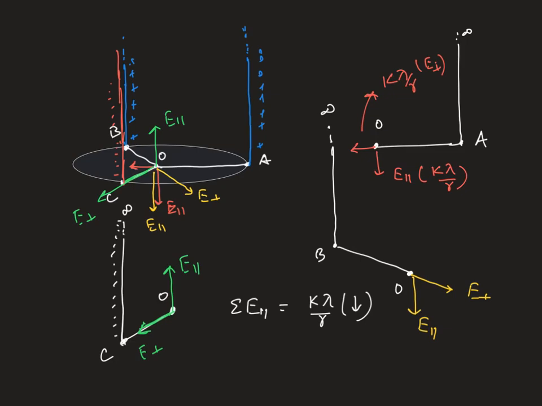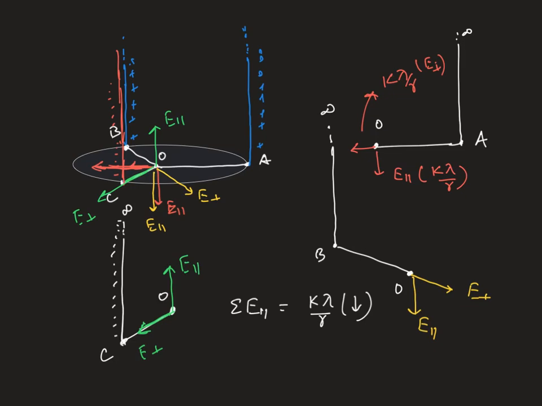Now let's talk about E perpendiculars. You can see there are three E perpendiculars. The red one I have drawn very short, so I'll extend that line. These are your three E perpendiculars. The red one is due to A, the yellow one is due to B and the green one is due to C, obviously. So how do you find out the net E perpendicular?